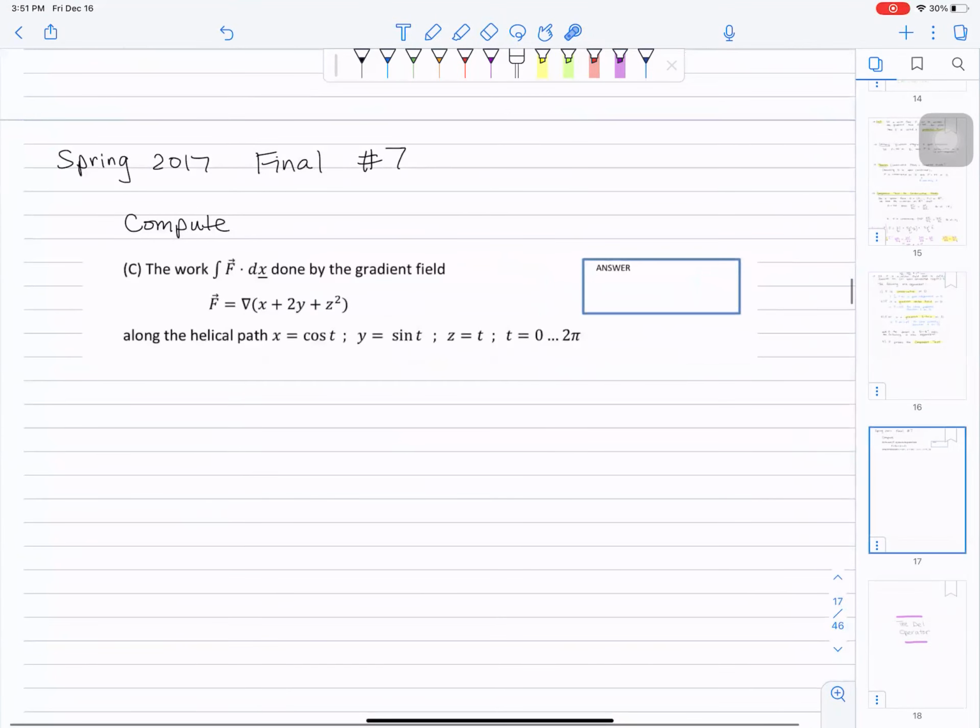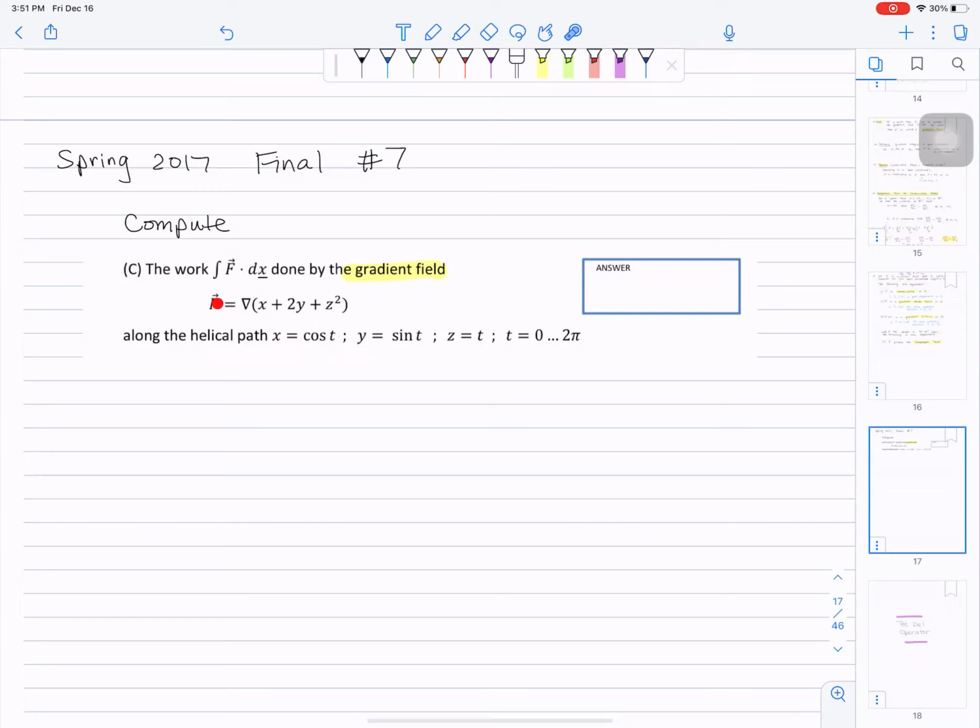Okay, but let's do an example. So here we have Spring 2017 final number 7. It asks us to compute the work done by this gradient field. They say capital F is the gradient of this function here. They're already giving us a very nice clue. Okay, and we're trying to find this integral along the helical path.